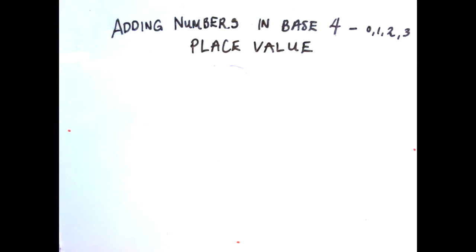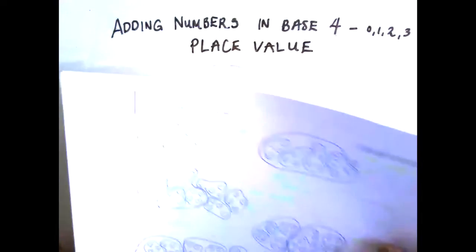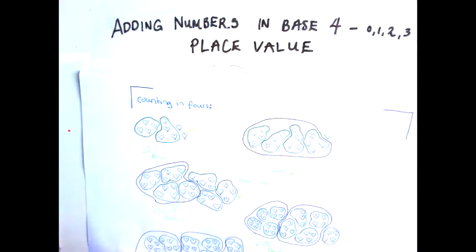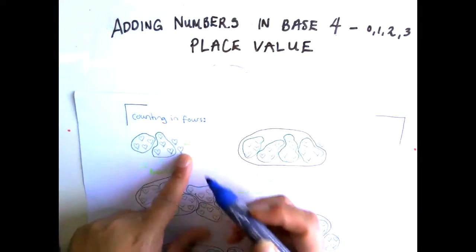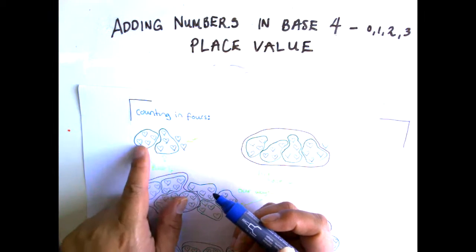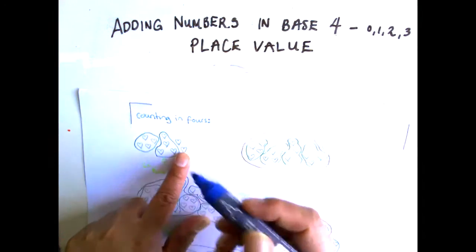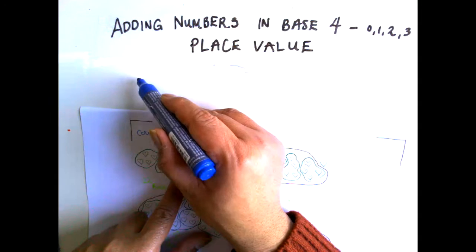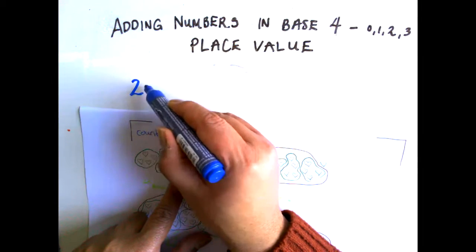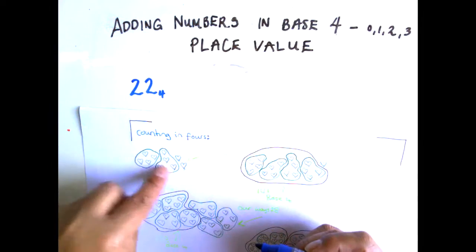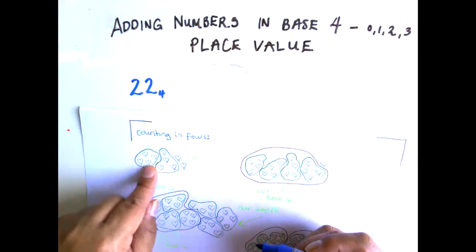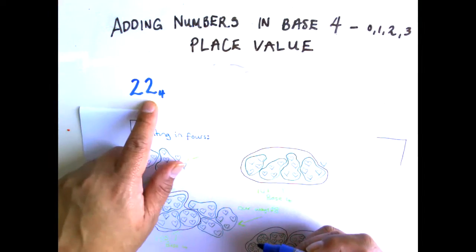But to do that, I'd like to show you some work that was done by some of you earlier when we were counting in fours. Now, you look at this in here. This whole drawing says that this is two groups of 4 and 2 outside. Two groups of 4 and 2 outside. This is how you write this number 10. This is 10 in our number system, but in base 4 it's written as 2 2.